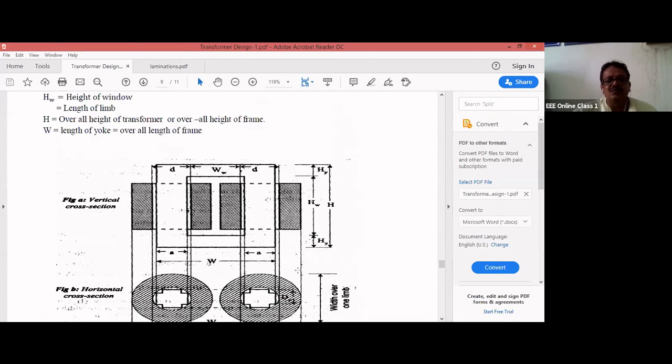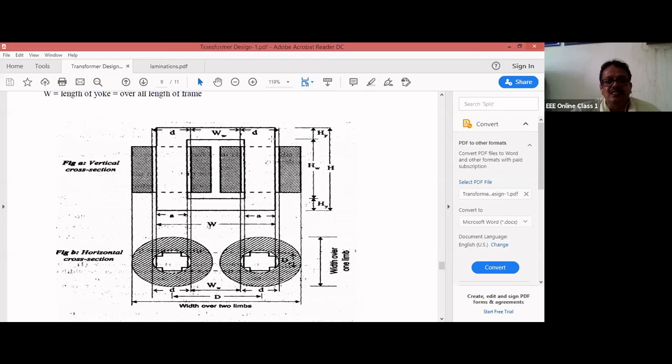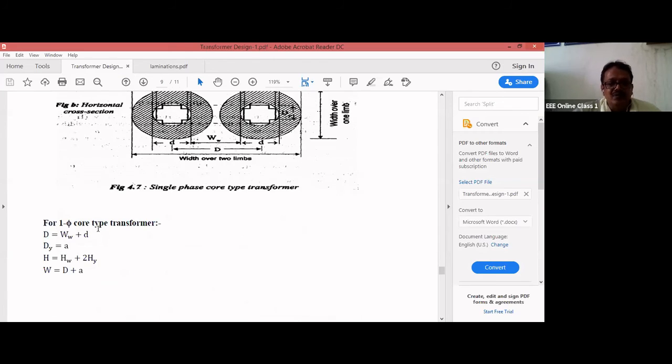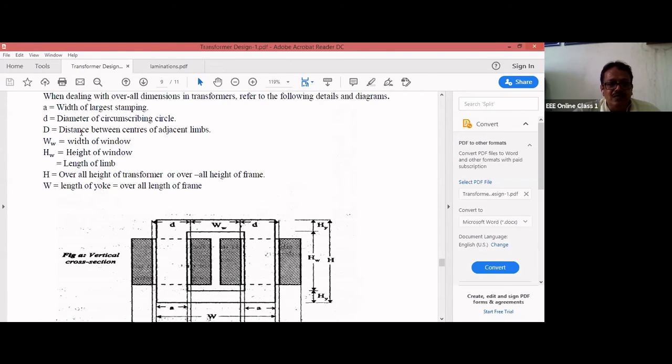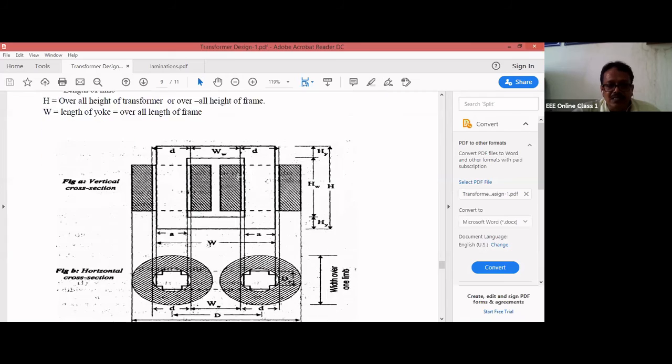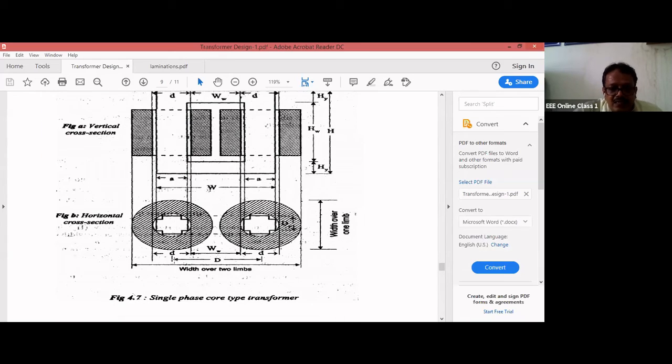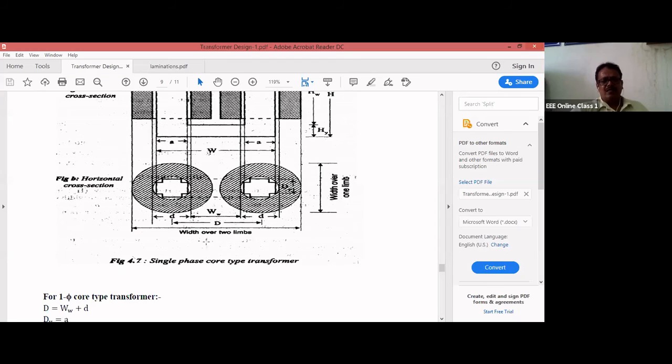Now come to the single phase core type transformer. For the single phase core type transformer, what is D? D is the distance between the centers of adjacent limbs. This is D here. I have taken it from the center of this limb to this limb, and I have to calculate this D. Okay. How can you calculate this D now?